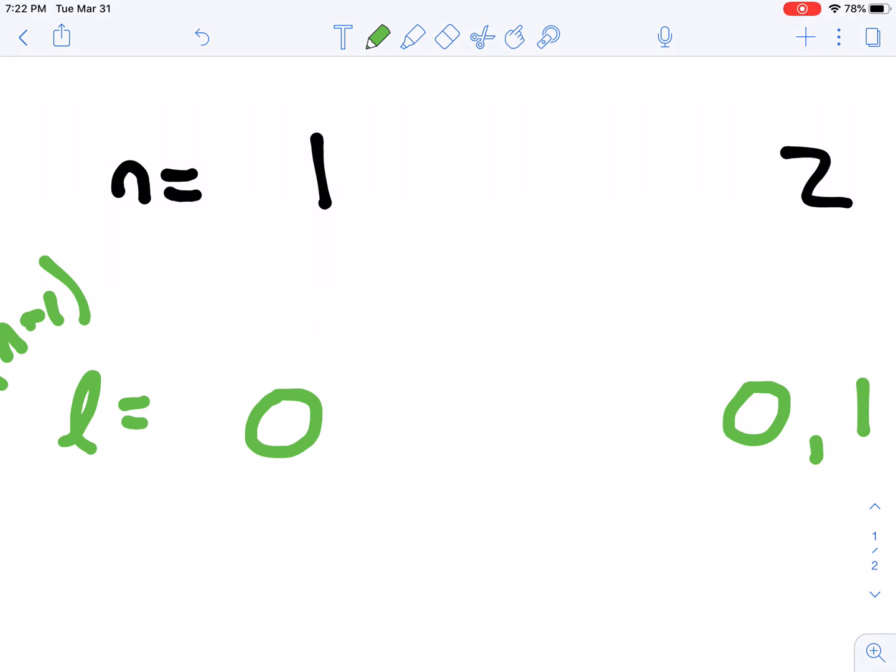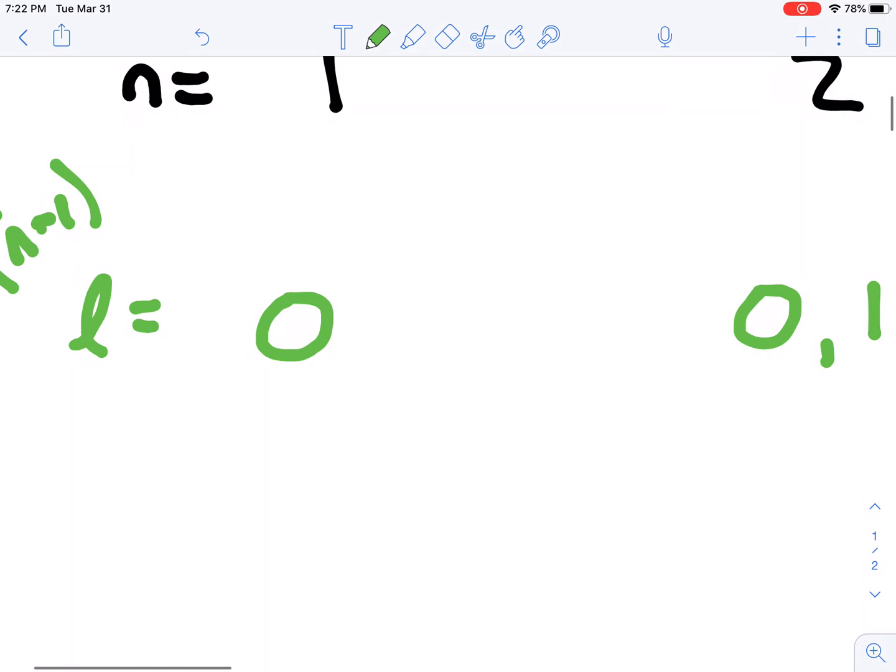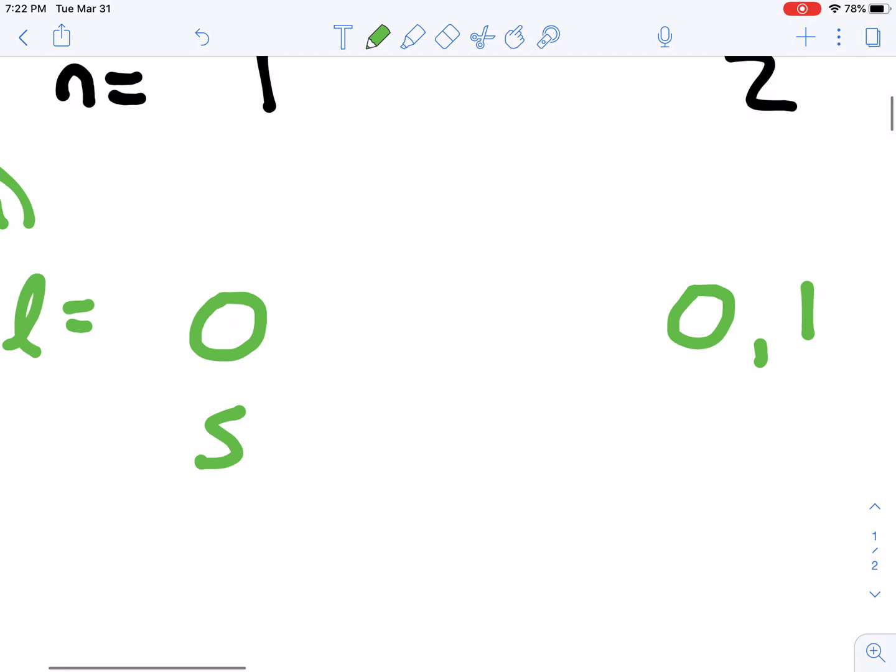Let's do m sub L, but before we do, one little side note, remember that L also has a letter that corresponds with it. So anytime L equals 0, we're going to call that letter S. Anytime L equals 1, we're going to call that letter P. So let me keep those in the same color as well for you.